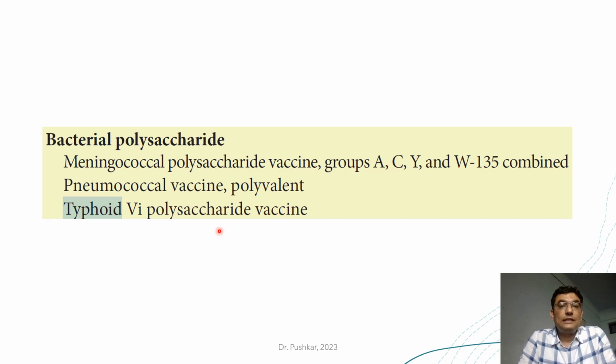This is the bacterial polysaccharide vaccine. This is the inactivated one. It includes the typhoid Vi polysaccharide vaccine. Other bacterial polysaccharide vaccines are meningococcal polysaccharide and pneumococcal polyvalent vaccine. All these are examples of bacterial polysaccharide inactivated vaccines, and one is our own typhoid Vi polysaccharide vaccine, which we may use to prevent typhoid.